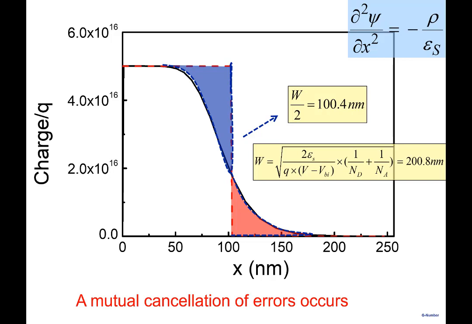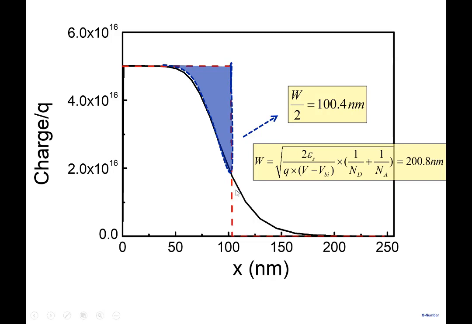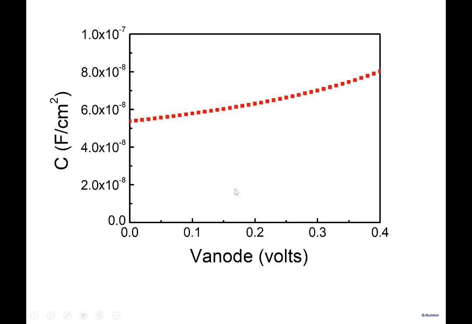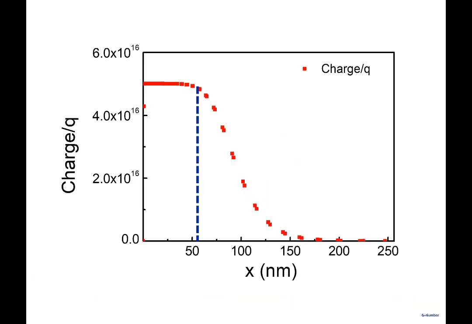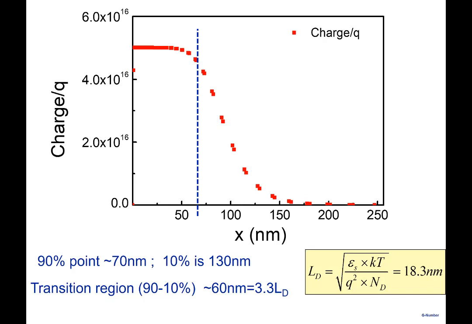So the real reason why depletion approximation works is not that the transition region length is much smaller. That's not the reason. The transition region length, as I've shown you if you go back here, is as large as the constant region length. But there's a very interesting thing happening: a mutual cancellation of error occurs. That's why the approximation is working so well.